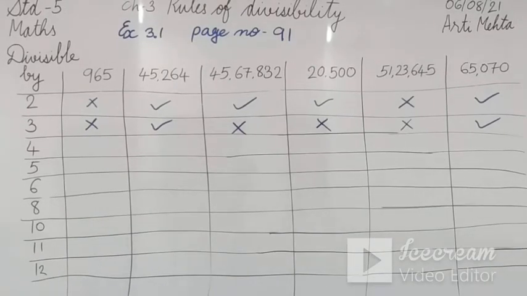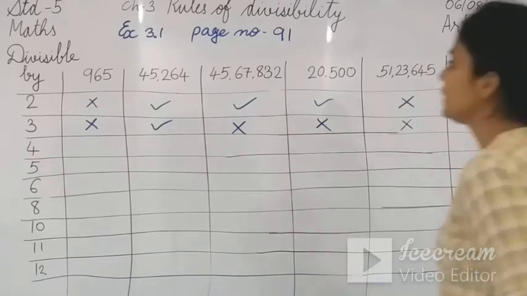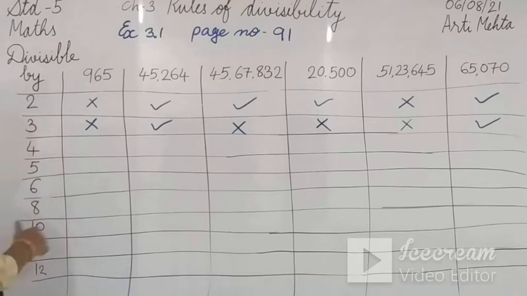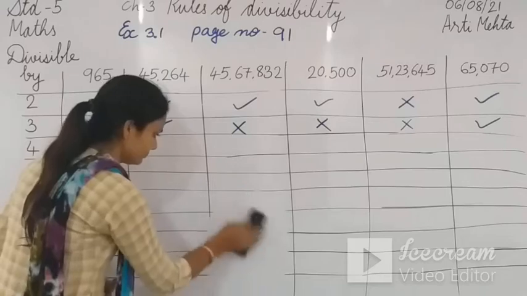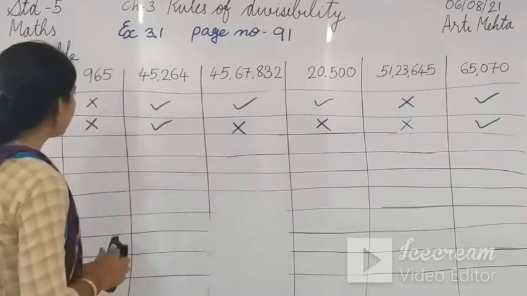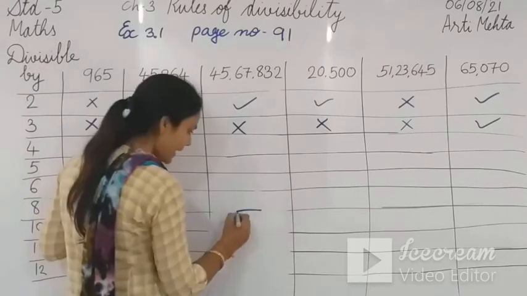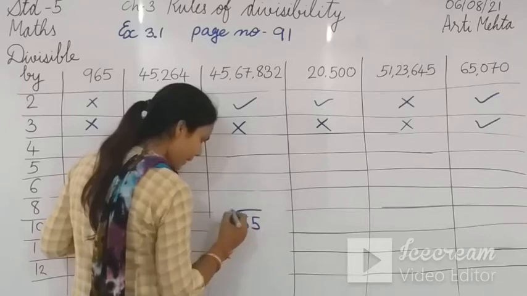Okay, if the last 2 digits are divisible by 4, then the whole number is divisible by 4. Here 65 is there. Is 65 divisible by 4 or not? See here we have to count. 65, we can't divide by 4.